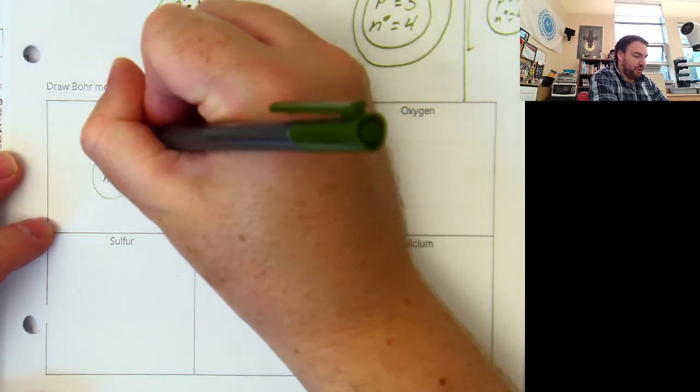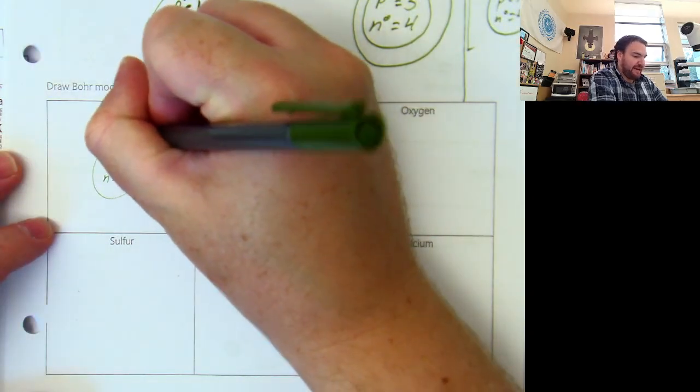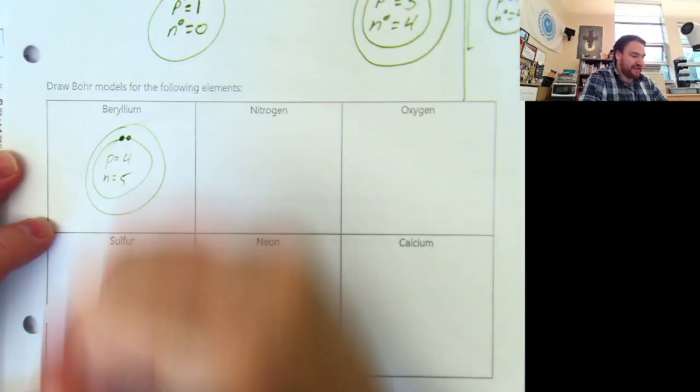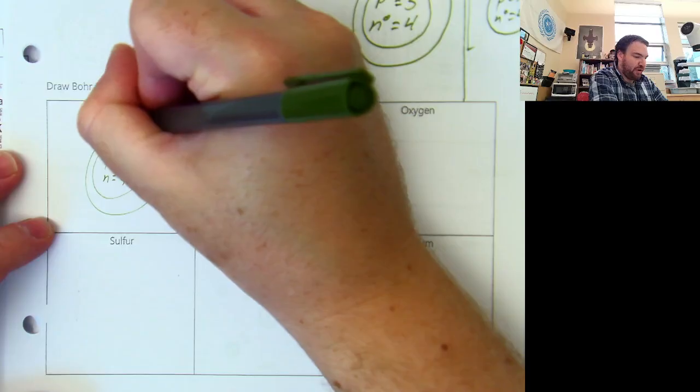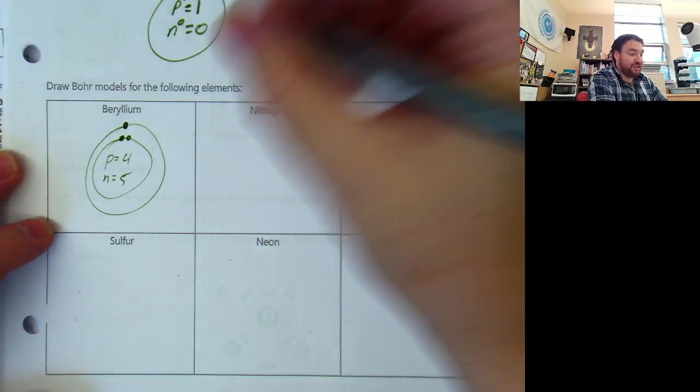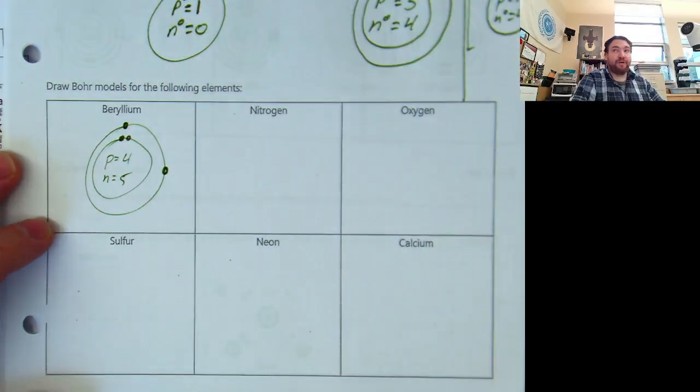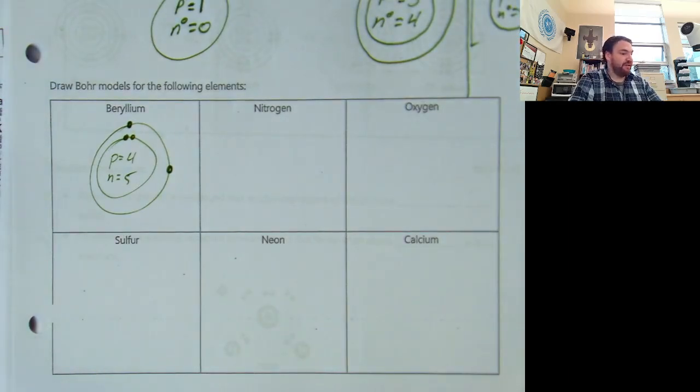So the inner shell can hold 2. So there's half, and now it's paired. And then we have our next shell, and we need to hold 2 more. This shell can hold 8, and so we don't pair them until we've already got 4 down there. This is what your Bohr diagram needed to look like for beryllium.